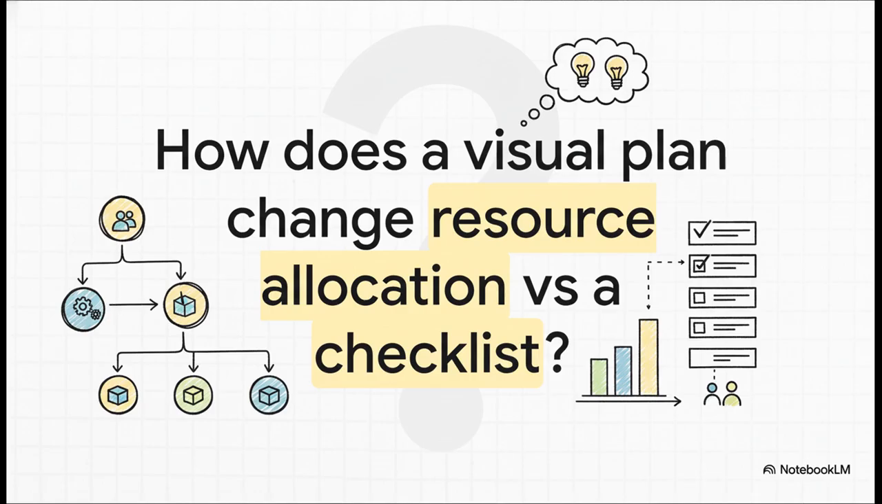So the big takeaway here is that this isn't just a pretty diagram. It's a powerful strategic tool. It forces you to think critically about the sequence and the dependencies, which, let's be honest, is the absolute foundation of any realistic project plan. And that leaves us with one final thought to chew on. Seeing all these dependencies laid out visually like this, how might that change the way a manager allocates people and resources compared to just working off a simple checklist?